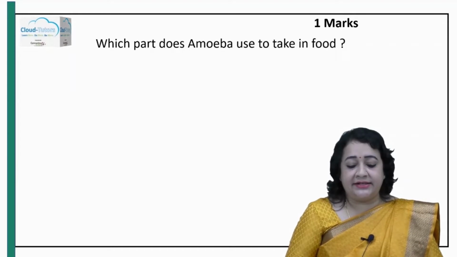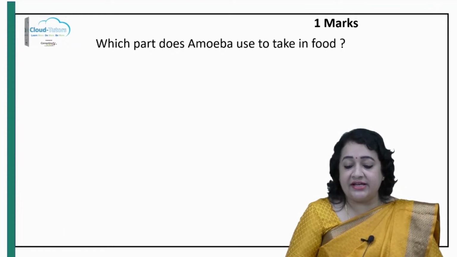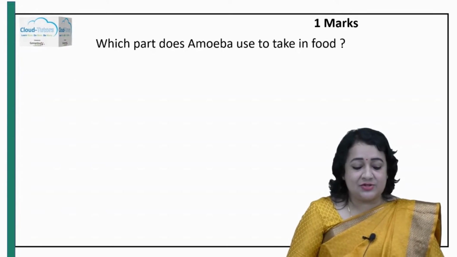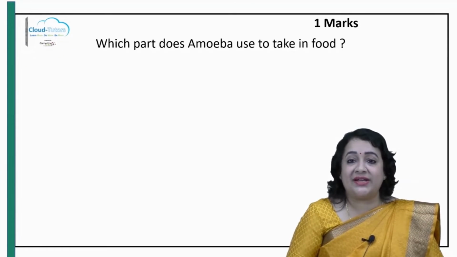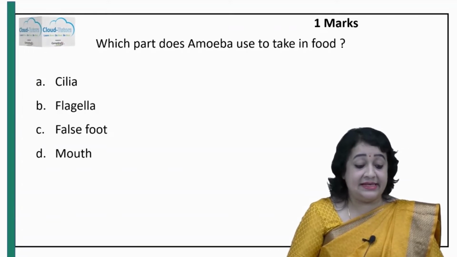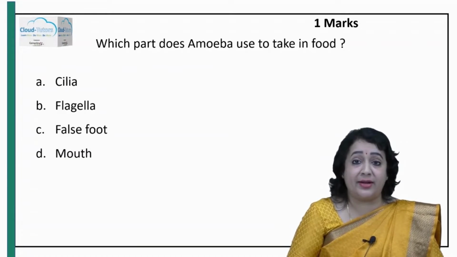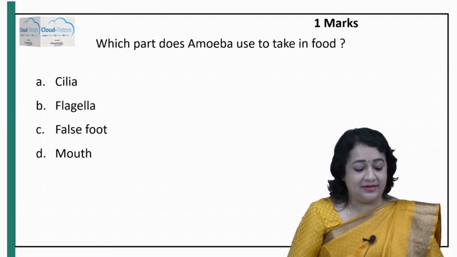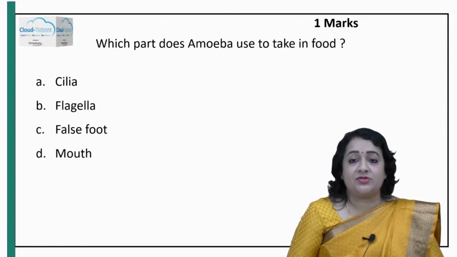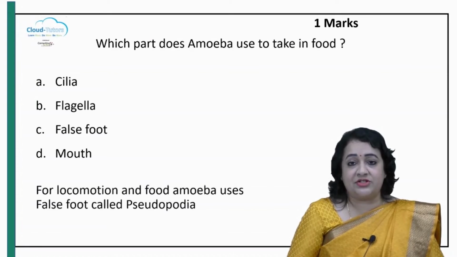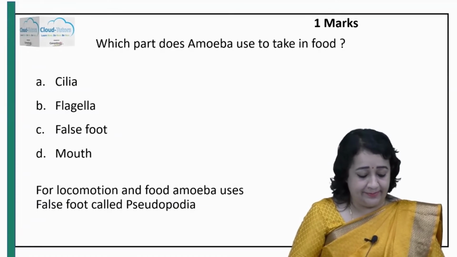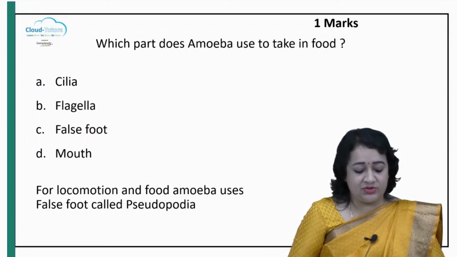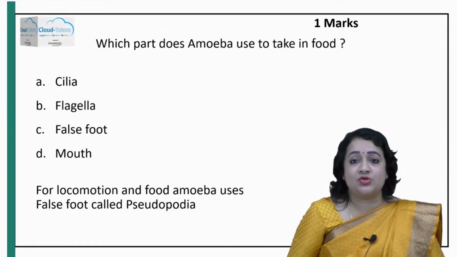Which part does amoeba use to take in food? I had shown you the picture also, right? So which part does amoeba use to take in the food? Cilia. Is there a cilia for amoeba? Flagella, false foot, and D is mouth. So obviously it is false foot, which is also known as pseudopodia. So for locomotion and food, amoeba uses false foot called pseudopodia.